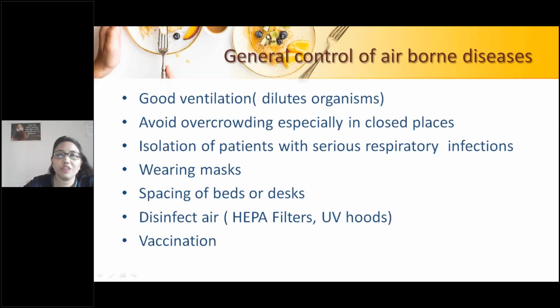So how to generally control airborne diseases is, first most important is the good ventilation of the room and avoiding overcrowding, especially in the post-COVID situation. Once COVID has started, we have remembered about social distancing, especially in closed spaces. We should avoid overcrowding. We have to isolate patients with serious respiratory infections. Those people with influenza, other important respiratory diseases, they have to be isolated. We have to wear masks and then disinfect air through HEPA filters or UV hoods, and then vaccinate.